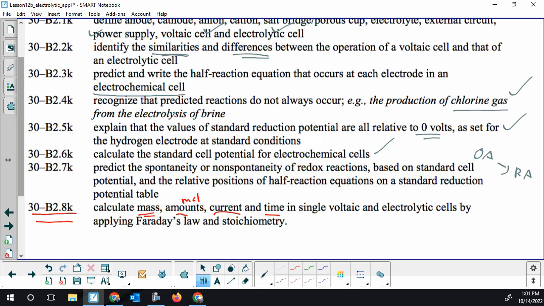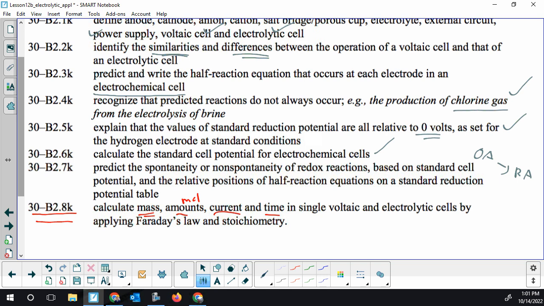So we're going to answer questions like, what if you hooked a battery up for 45 minutes and that battery delivered 1 amp? We're going to use that time and that current to figure out how many moles of electrons transferred, or our reduction table can tell us the ratio between electrons and whatever is plated. And we'll figure out how much mass of maybe silver is plated in an electrolytic cell.